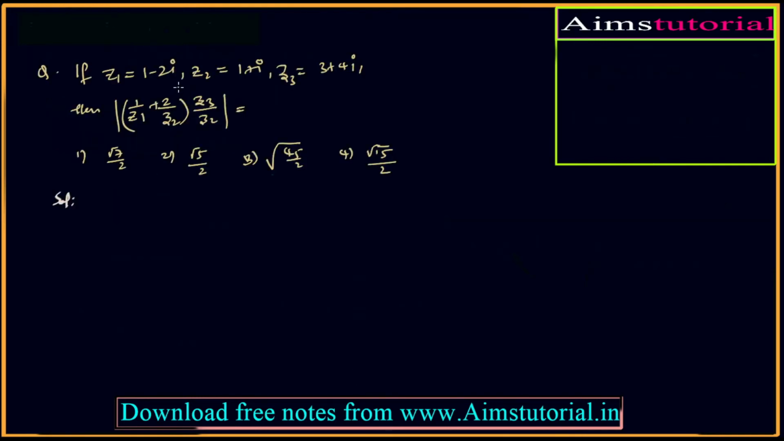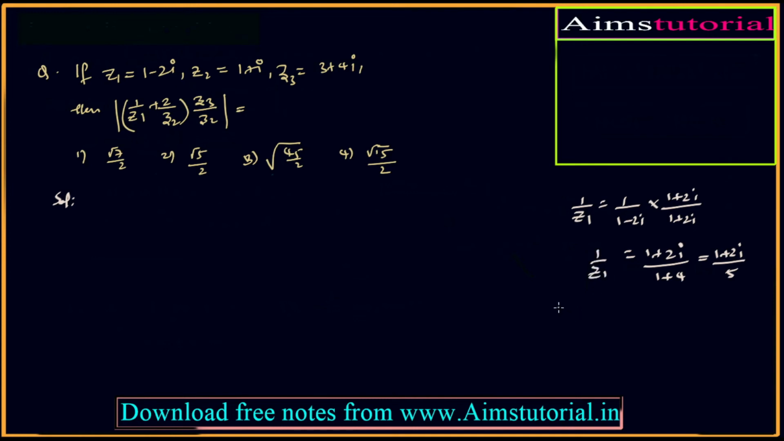Next question is, if z1 equals 1 minus 2i, z2 equals 1 plus i, and z3 equals 3 plus 4i, then find the value of the modulus of (1 by z1 plus 2 by z2) into z3 by z2. So first find out 1 by z1. That is 1 by 1 minus 2i. Multiply and divide with 1 plus 2i. So 1 plus 2i divided by a square plus b square, 1 1s are 1, 2 2s are 4. So 1 plus 2i divided by 5. This is the value of 1 by z1.